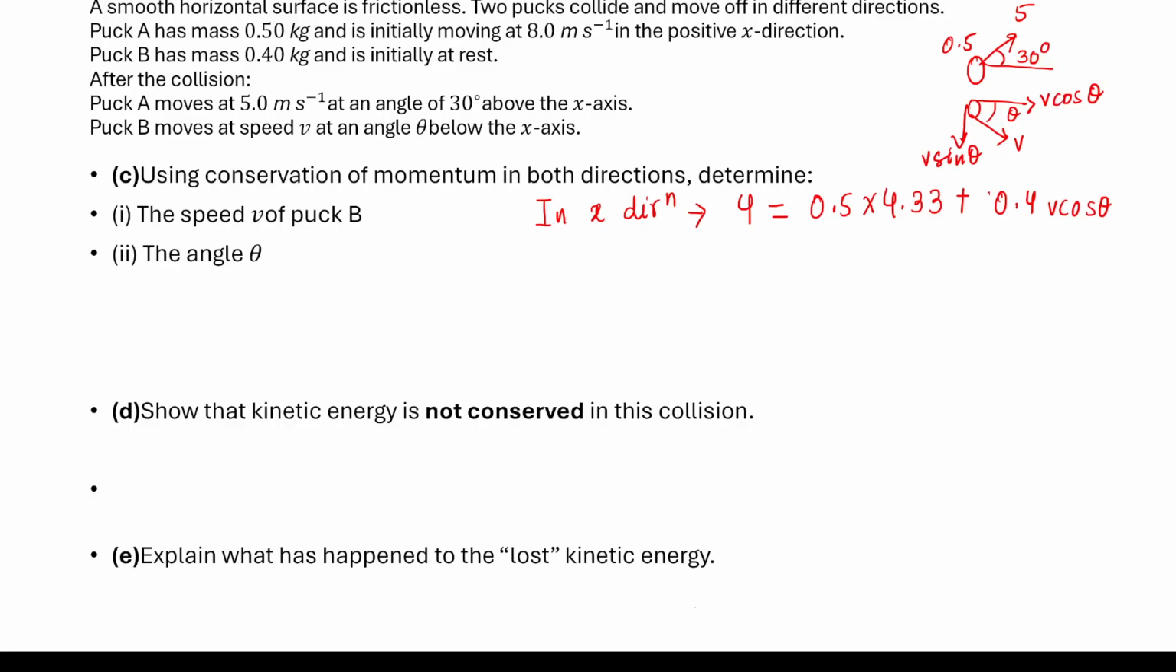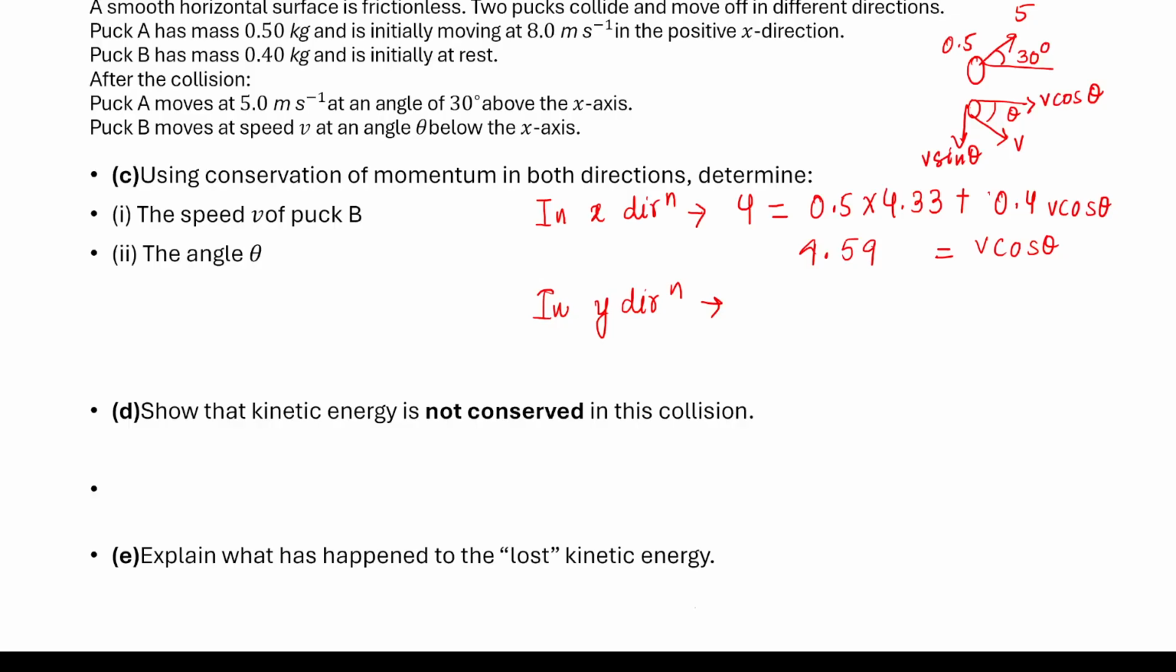Right, so just using my calculator now. This is giving me my v cos theta comes out to be 4.59 meters per second. Now I'm conserving the momentum in the y direction. As previously told, if you're doing AQA, you do not need to know this. You do not need to practice this kind of question because they won't come, but at Edexcel, yes.